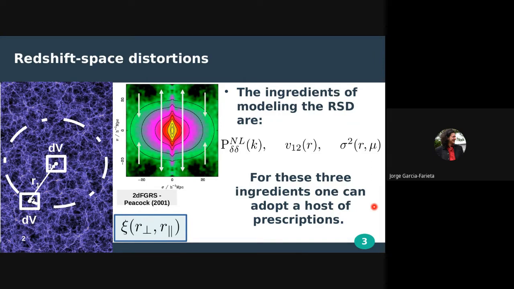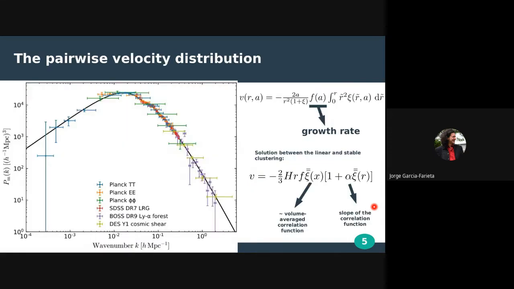The nonlinear power spectrum can be computed from a halo model, from a halo approach. The V12, the pairwise velocity, can also be computed from a halo approach and standard perturbation theory, like one-loop standard perturbation theory, as well as the velocity dispersion. In this work, we are focused on the modeling of the pairwise velocities, V12.